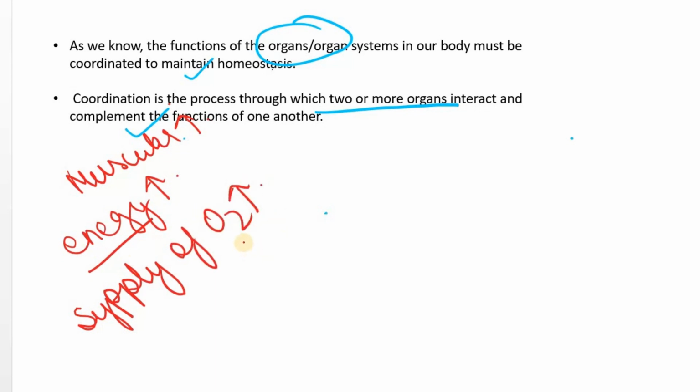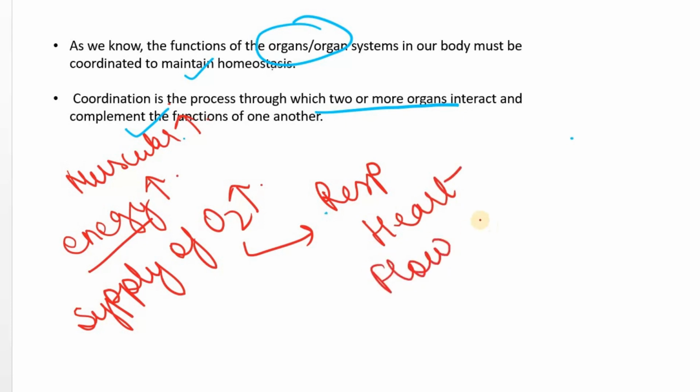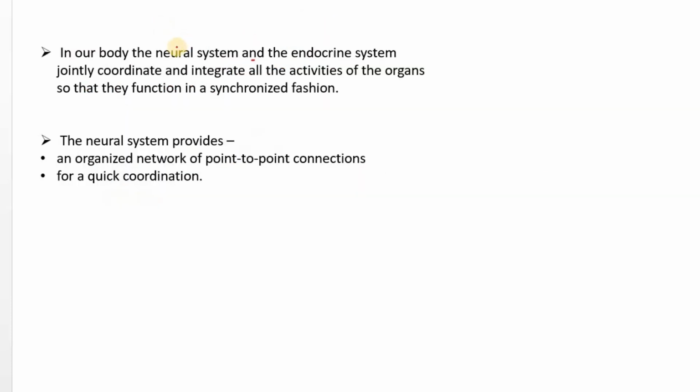To compensate the supply of oxygen, our body increases our respiration rate, heartbeat, and the flow of blood to that tissue or organ. Therefore, for all of this to take place, coordination must be provided by the several organ systems of our body, and this coordination is provided by the neural system or the endocrine system.